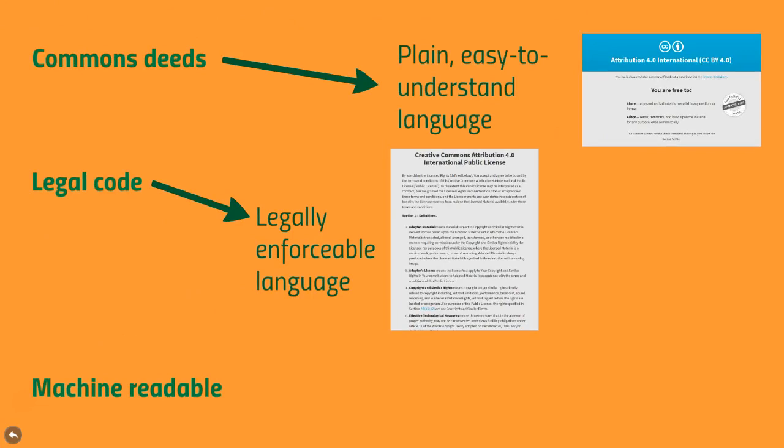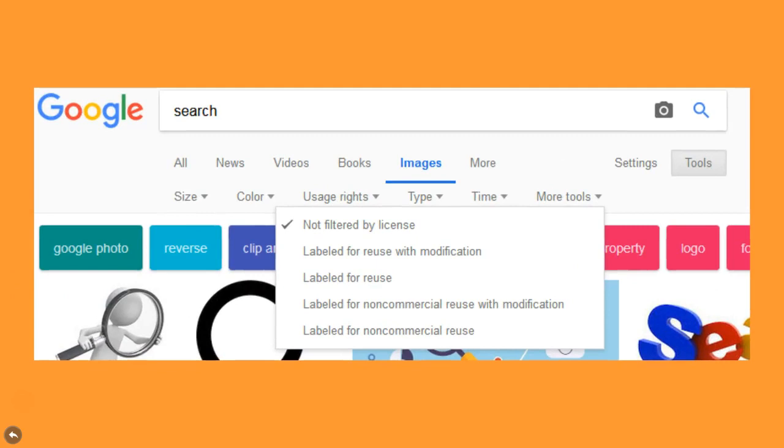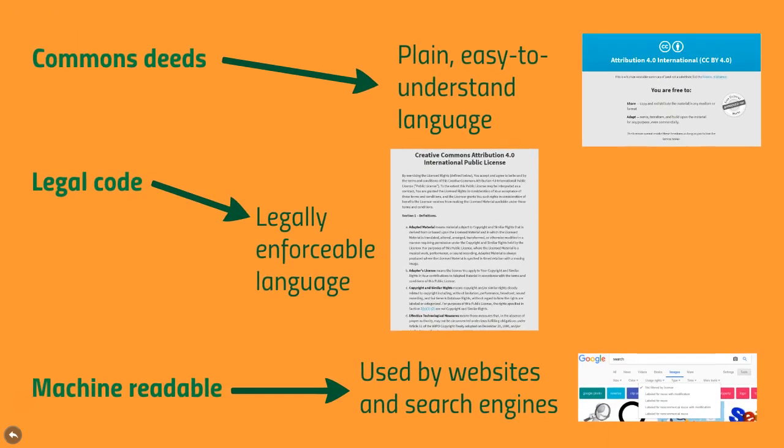The third and final layer is the machine-readable version of the license. This layer makes it easy for websites and web services to know when a work is available under a Creative Commons license. This is especially useful when someone is using a search engine, like Google Image Search, and wants to search specifically for Creative Commons licensed works.